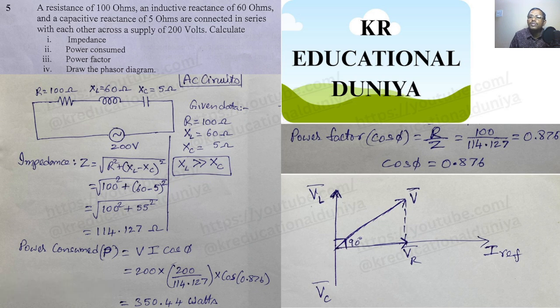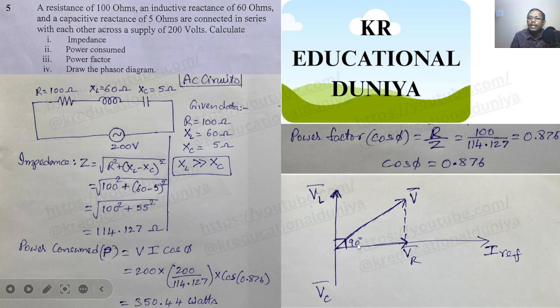So cos phi equals 0.876, you got. Here you should not put cos, this is not an angle value, this is the cos phi value. So in power consumed you have to put into 0.876, that is enough. Okay, and after that, in the graph, if you observe carefully, they have asked for the phasor diagram.